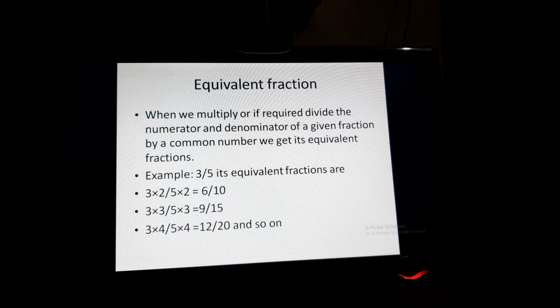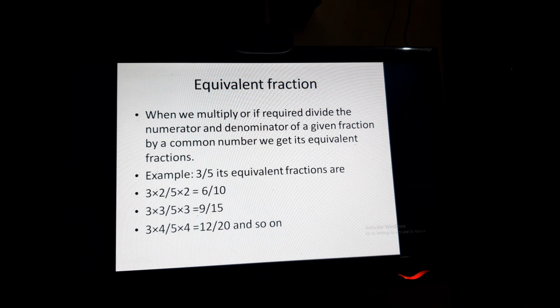Equivalent fractions. When we multiply or, if required, divide the numerator and denominator of a given fraction by a common number, we get its equivalent fractions. Example, if we are supposed to find the equivalent fraction of 3 by 5, what do we have to do? Multiply the numerator and the denominator by the same number. Here we've multiplied the numerator and denominator by the same number 2 and we got 6 upon 10. So 6 upon 10 is called an equivalent fraction of 3 upon 5.